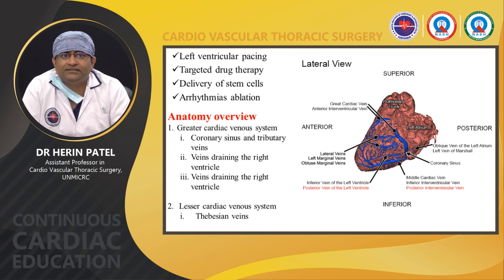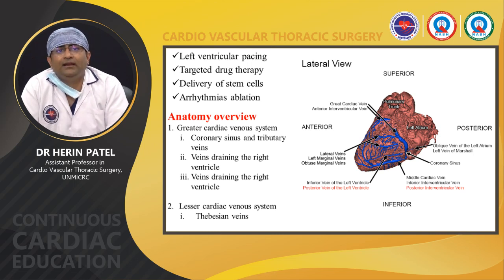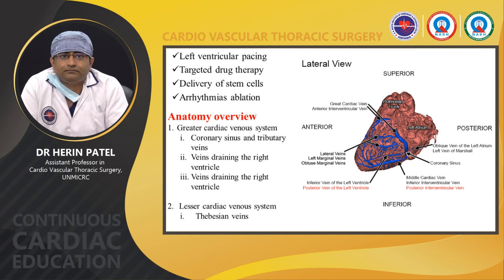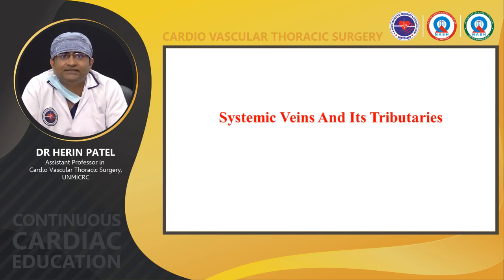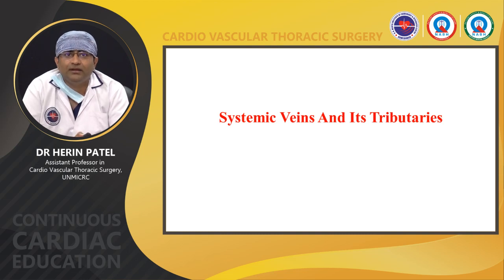The great cardiac venous system includes the coronary sinus and its tributaries, the veins draining into the right ventricle, and the veins draining into the right atrium. The lesser cardiac venous system chiefly comprises the atrioventricular small vessels, also known as the Thebesian veins, and the systemic veins and their tributaries.